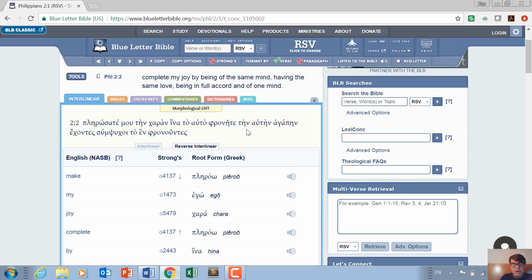Again, autos with the article on it means same. It's identical. It's not actually being used as a pronoun here. It's being used as an adjective. It's the same love. It's a good old attributive adjective construction there. Having the same love. I think that's telling, we might call the echontes a modal participle, because it's telling us how we think the same way. We think the same way as we have the same love. Is that right? We can debate that. Maybe it's just a further expansion and doesn't have any extra meaning.